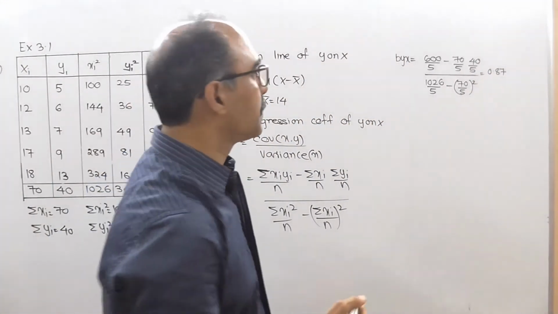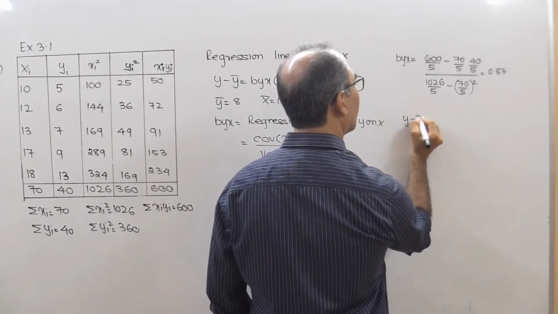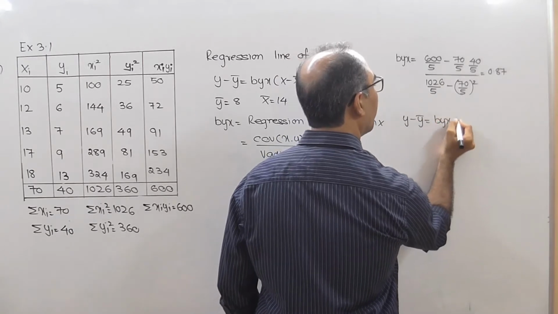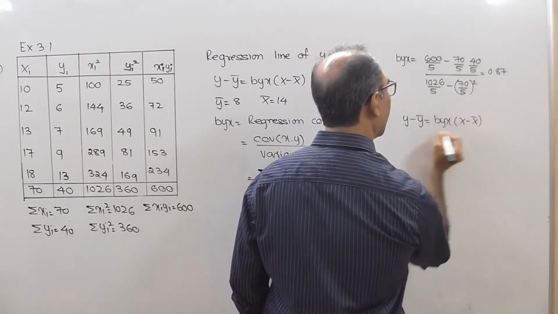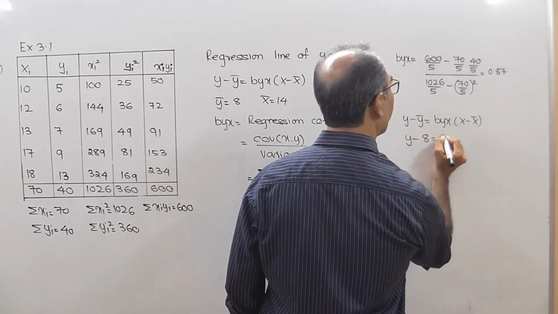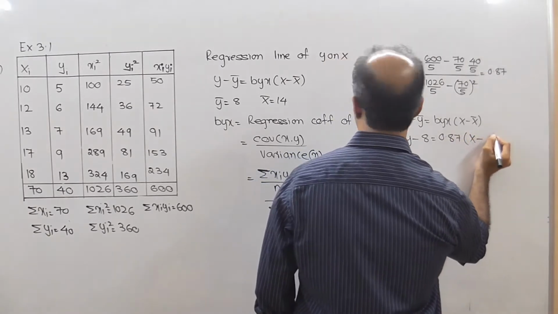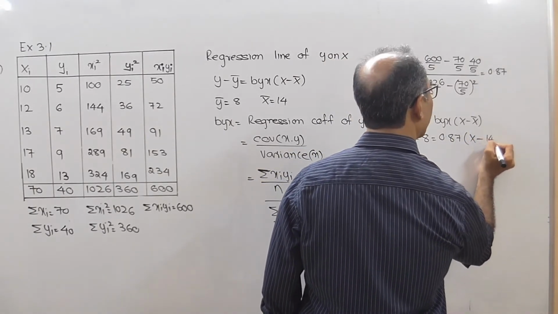Calculation you have to do on your own. Then what is the equation? Y minus y bar equals byx, x minus x bar. Y bar is 8, byx is 0.87, x minus x bar which is 14.